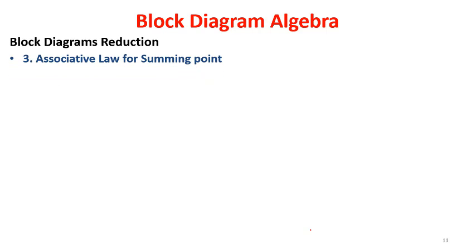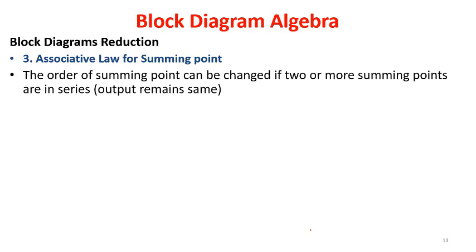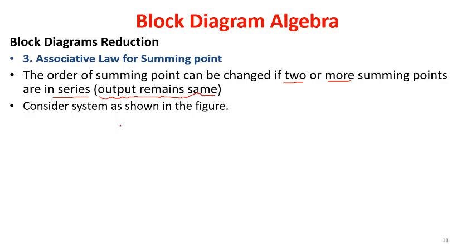A very important associative law for a summing point. Here the order of the summing point can be changed if two or more summing points are in series. Important: if two or more summing points are in series, then the order can be changed. But very important is the output should remain the same. Let's see with a given condition.